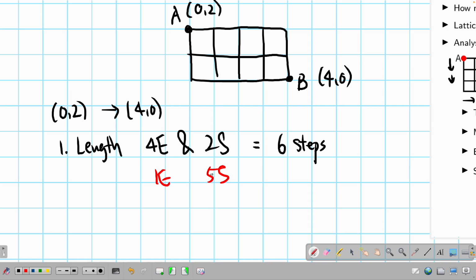Okay? And similarly, can you have 1E and 5S? No. Why? Because if you move 5S, that means in the end, you have to move 5 units to the south. 5 units to the south will be somewhere here, which is not here. So therefore, it's impossible.